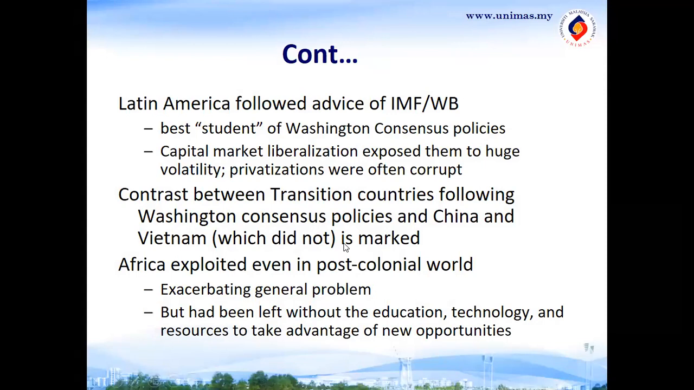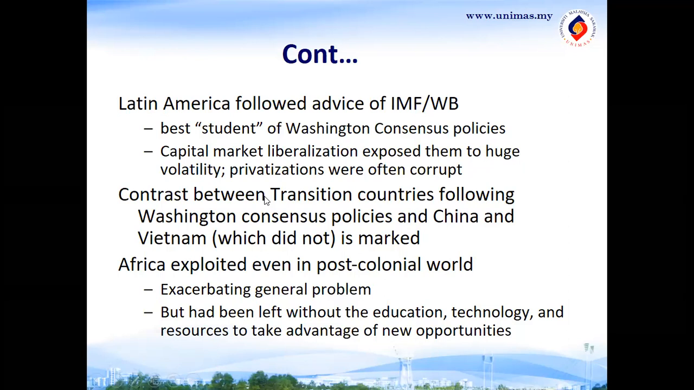All right. In Latin America, pula, this is some example. They followed the advice from the IMF and also the World Bank. In other words, they were the best students of the Washington consensus policies. So the market capital liberalization more or less exposed them to huge volatility, and privatizations were often corrupt. So jadi, although they were quick to adopt, things did not work quite well in the system that they had.